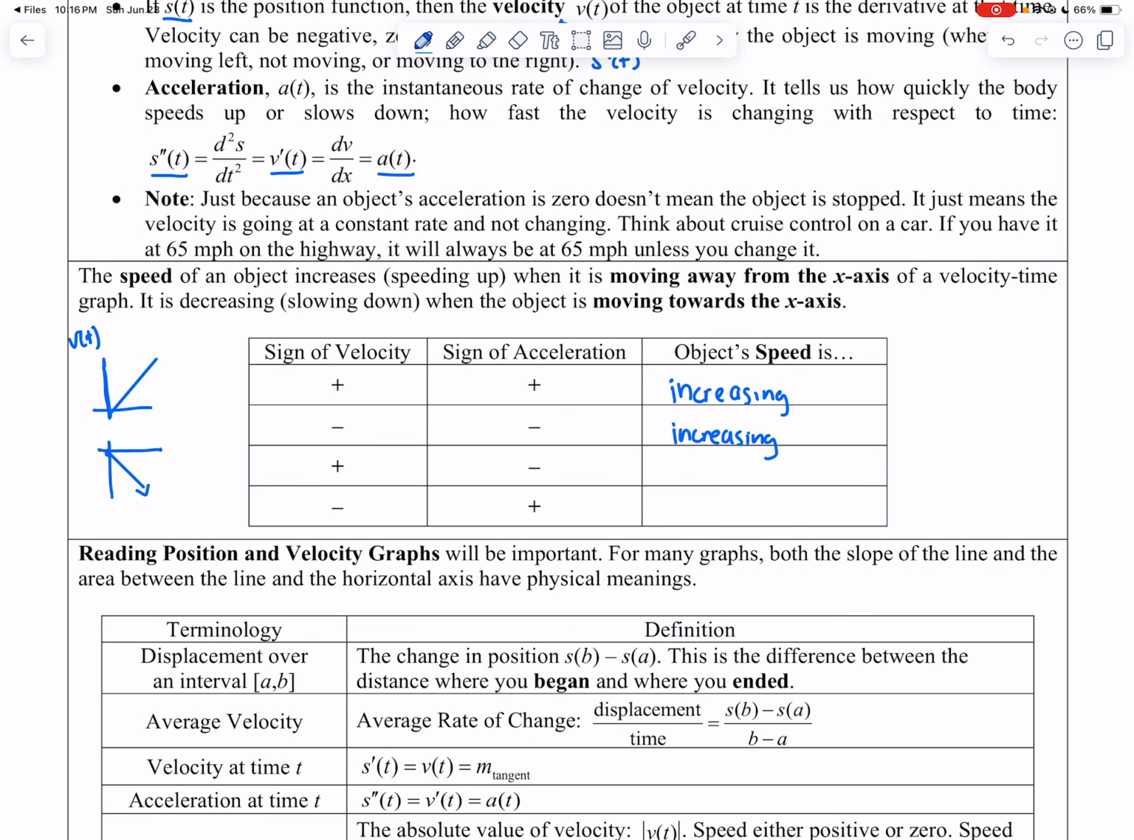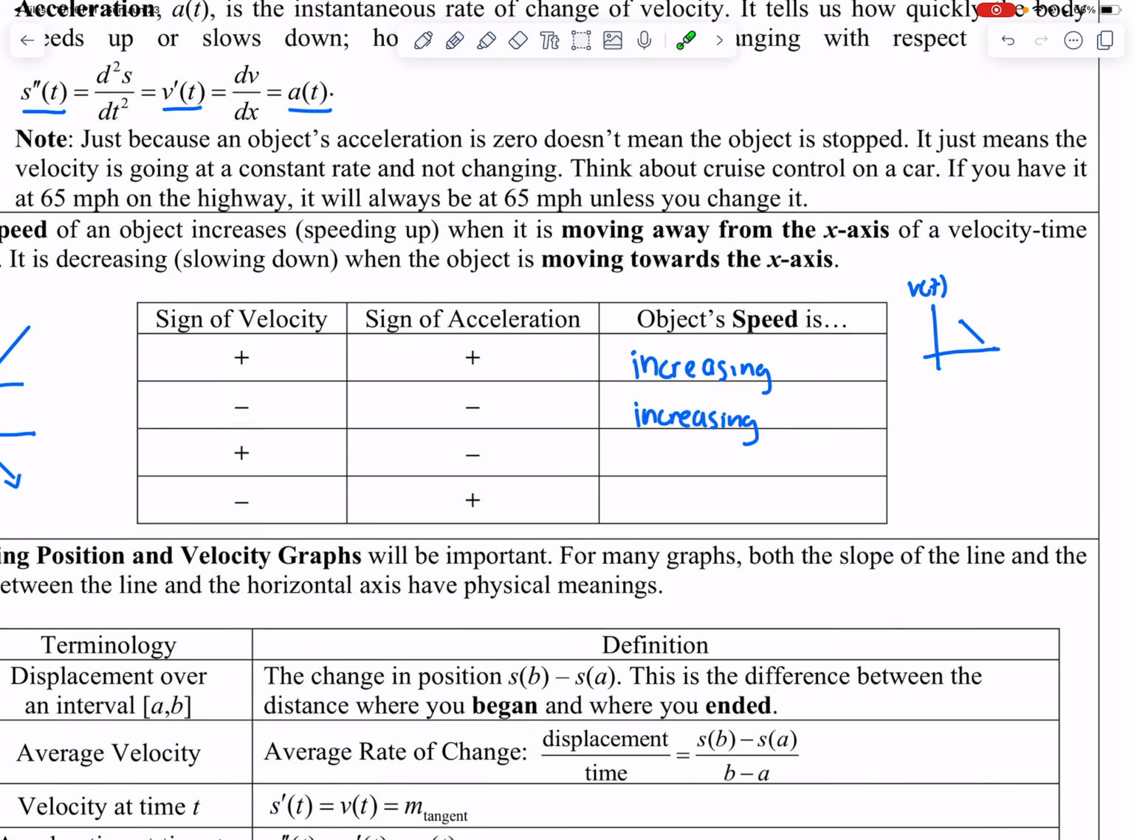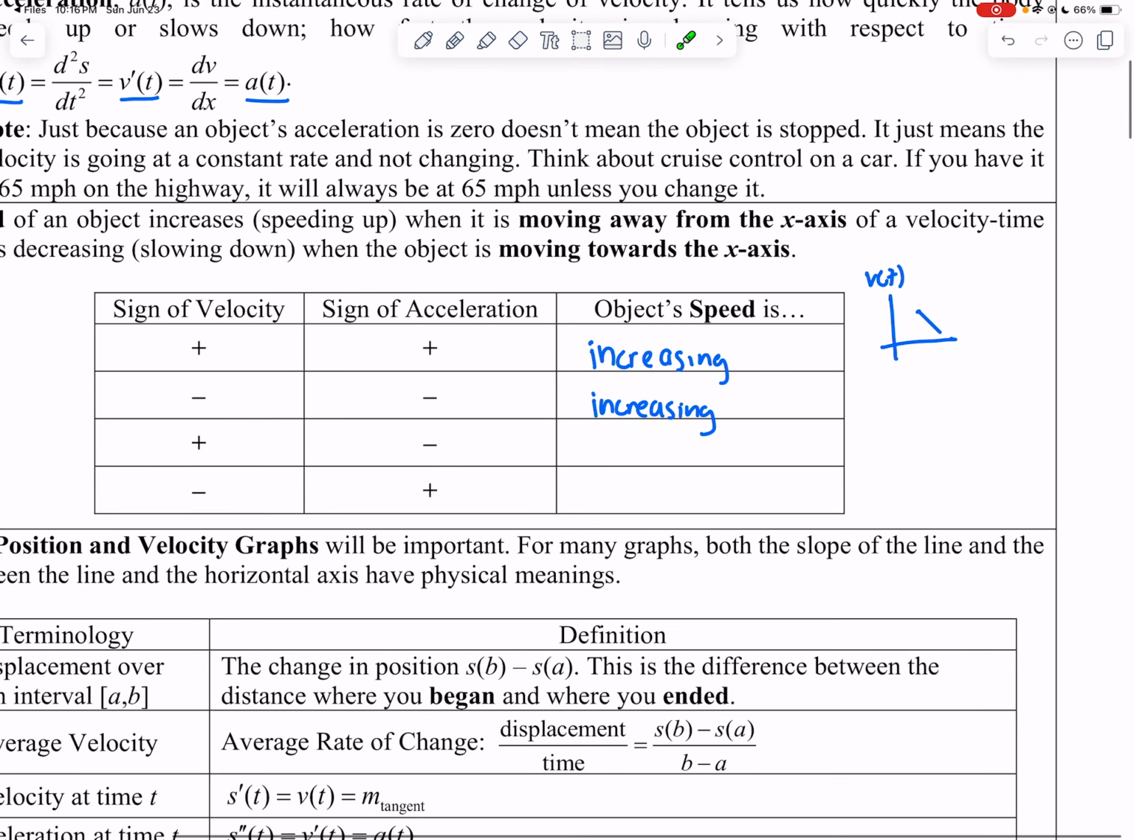If I have a velocity where my velocity is positive, but my acceleration is negative, so something like this right here, where v of t is positive, but the slope of v of t is negative, which means that my acceleration is negative. See how my particle is going to be moving towards the x-axis right here. So my speed is going to be decreasing.